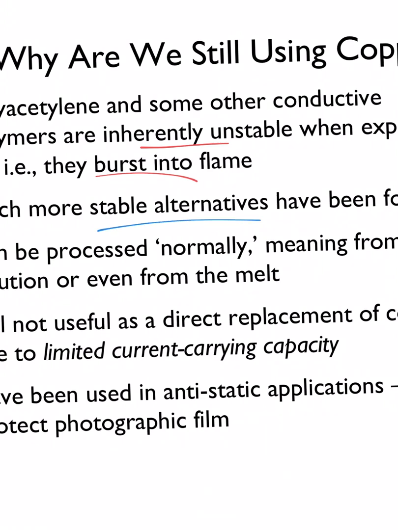There are more stable alternatives, some of these benzene group containing structures, and they do what they're supposed to do. They can be processed just like any other injectable plastic. However, they have limited current carrying capacity. They have been used in antistatic applications, getting back to what we talked about with the surgical uses in the 1930s and 40s to protect photographic film, but they just don't have the current carrying capacity, partly because we cannot make a single crystal of these structures. If we could, and we could do it reliably and cheaply, then things might be different.